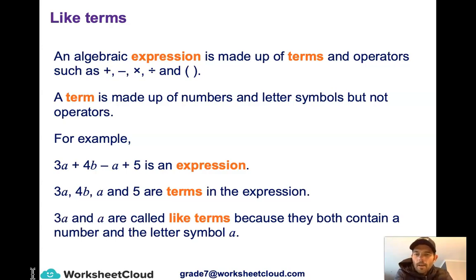3a and a are called like terms because they both contain the number and the letter symbol a. Very important that we recognize that both a's are small. So if it had said 3a and the other a had been a capital letter, those are not like terms. They have to be exactly the same. It doesn't matter about the numbers in front of the letter, as long as the letters are both small or perhaps both big capital letters. But yeah, those are like terms. Okay.